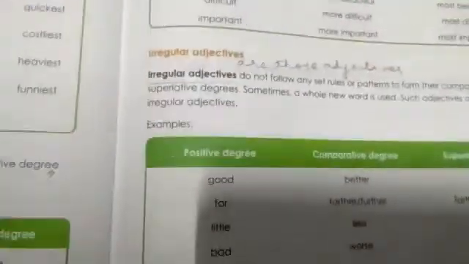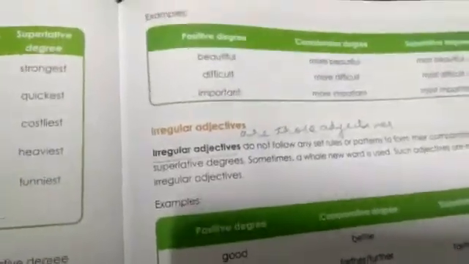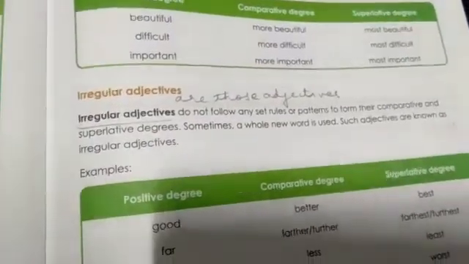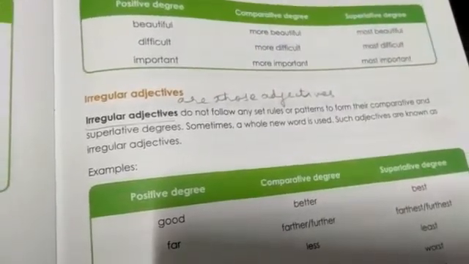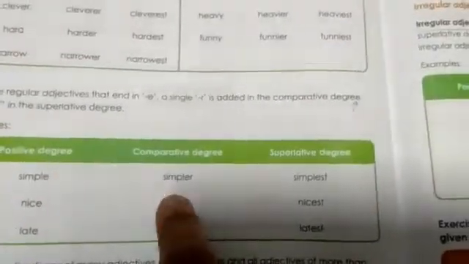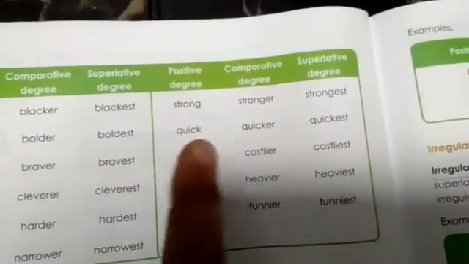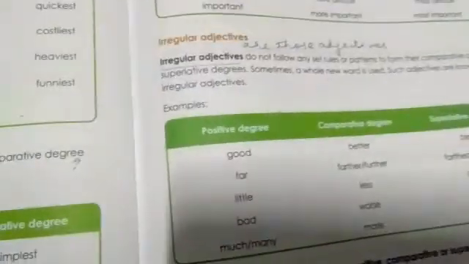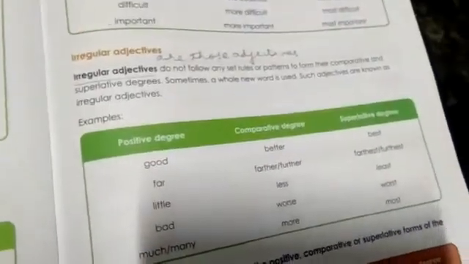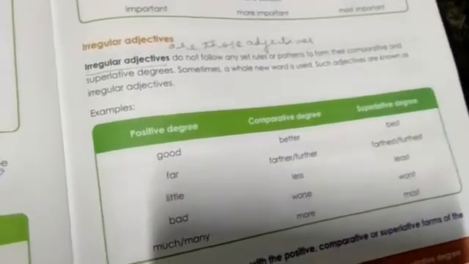What are irregular adjectives? What we saw till now are all regular adjectives. Now we look at irregular adjectives. Irregular adjectives are those that do not follow any set of rules or patterns to form their comparative and superlative degrees. We saw that here they have a pattern: here you add more, here you add er, and all those conditions are there. But for irregular adjectives, you don't have those conditions. They do not follow any set of rules. Sometimes a whole new word is used. Such adjectives are known as irregular adjectives.